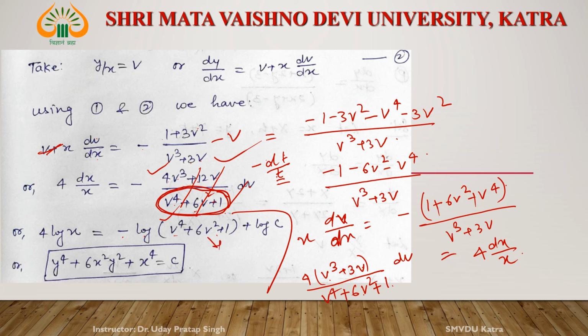And now changing v by y by x, you get this. Okay. You can easily verify it. This is the solution of the homogeneous differential equation.